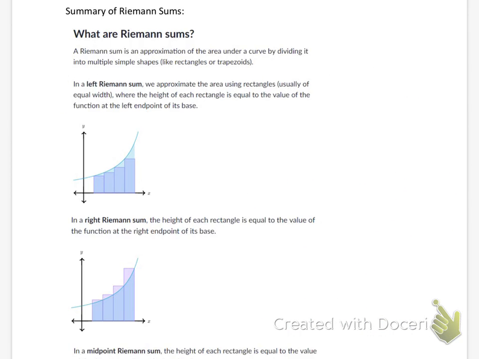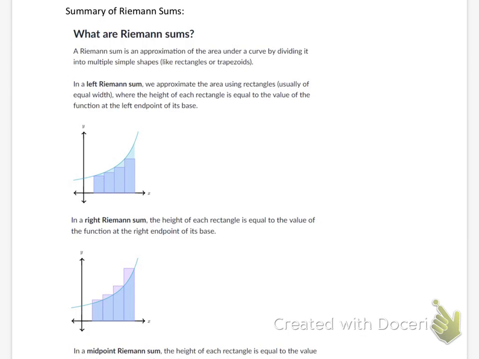Okay, on this page, I pretty much summarized it all for you. So Riemann sums is an approximation of the area under a curve by dividing it into multiple simple shapes. We have used rectangles. You can also use trapezoids, but this is a rectangular method of estimating the area under the curve. So in the left Riemann sum, we approximate the area using rectangles of equal width, where the height of each rectangle is equal to the value of the function at the left endpoint of its base.